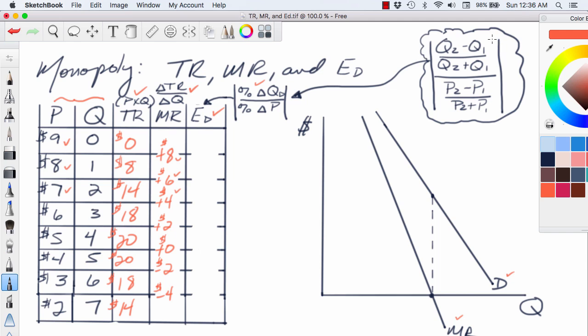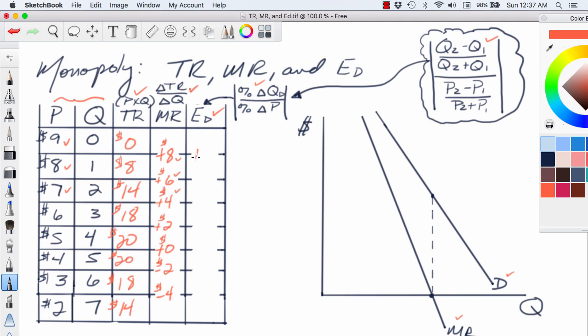And we operationalize that by using a midpoint formula over here to the right. And I'm not going to spend any time in this video going through this calculation. I assume that my viewer understands the ED calculation. And if you don't understand the ED calculation, you should go back and look at one of my earlier videos on the elasticity coefficient, the calculation of the elasticity coefficient. So I'm just going to go ahead and plug these numbers in here.